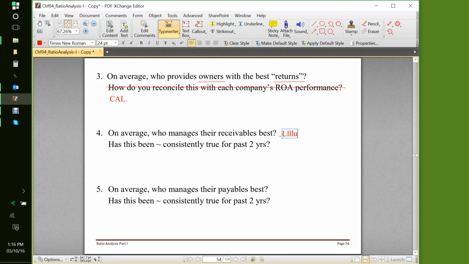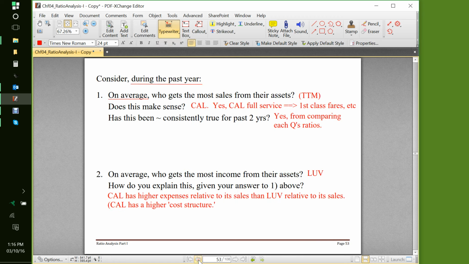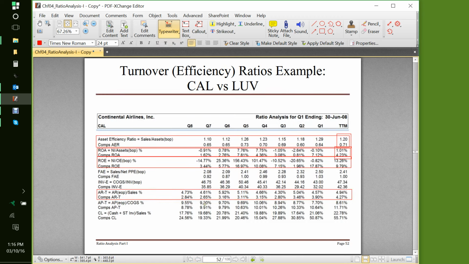So that's going to be from the accounts receivable turnover ratio. Has this been consistently true for the past 2 years? Same thing, we just compare. Smaller, smaller, smaller, smaller, smaller, smaller, smaller, smaller. So we can say yes.